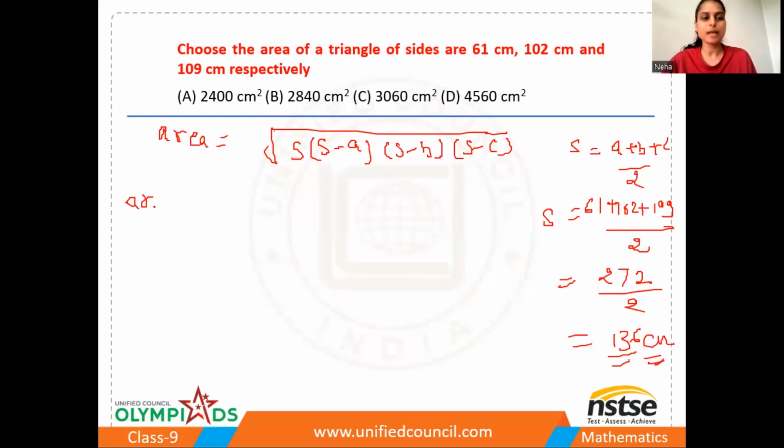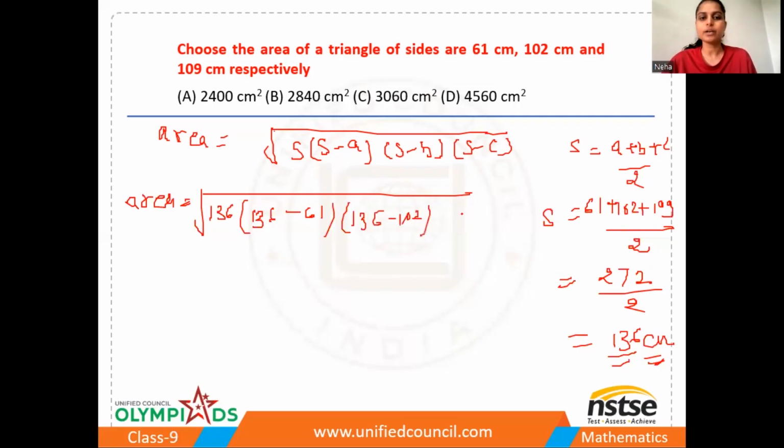So for the area, now I can put the value of S in the area. So this is 136. So this is 136 minus A, what is this? This is 61. 136 minus B, what is this? This is 102. And this is 136 minus 109. Perfect. That's it. Done.